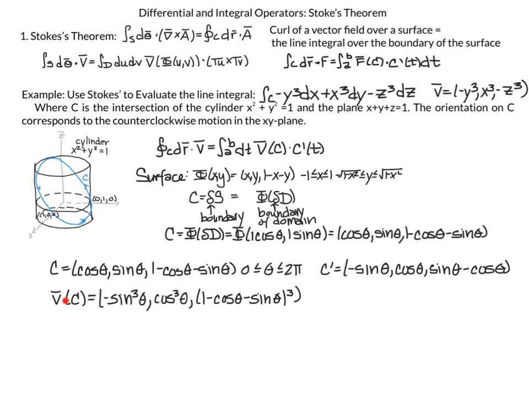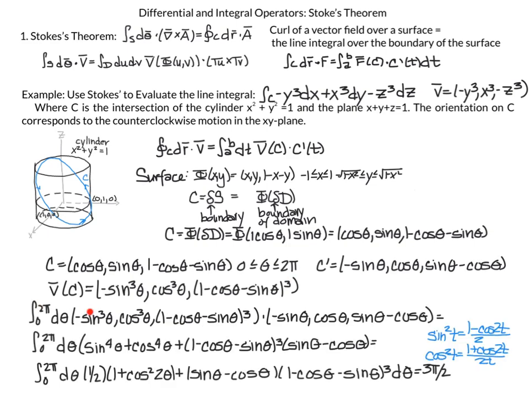So next I can do V composed of C. My V is over here. It starts with minus y cubed, which is minus sine cubed. The next term in V is x cubed, so I get cosine cubed. And the last term, unfortunately, is minus z cubed, unfortunately because it's kind of long: 1 minus cosine minus sine, cubed.